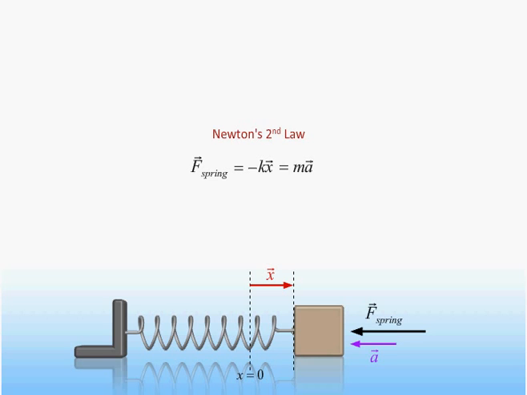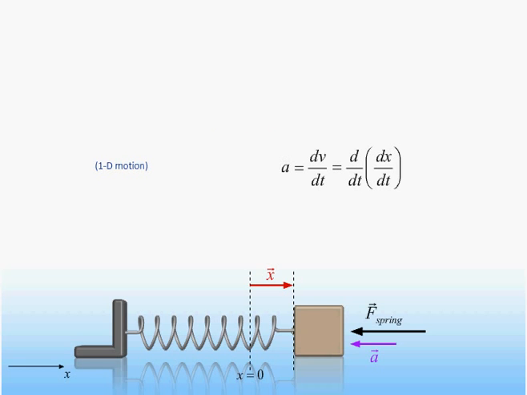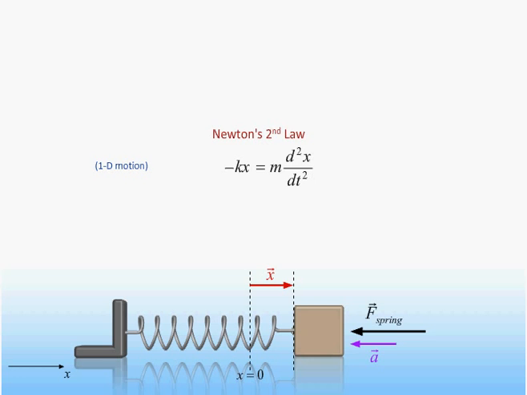Instead, we will need to write Newton's second law as a differential equation and solve for the displacement as a function of time. We can write Newton's second law explicitly in terms of the displacement by remembering that the acceleration is defined to be the time rate of change of the velocity, and the velocity is defined to be the time rate of change of the displacement. Therefore, Newton's second law for a mass on a spring can be written in terms of the displacement of the mass and the second time derivative of this displacement. This equation is called a differential equation for the displacement.